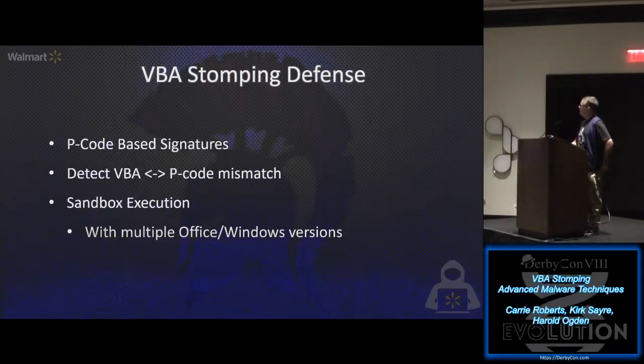Then here's the obvious one for dealing with VBA stomping: if it has not been stomped, the VBA source code in there should match up with the P code. And if they don't, that throws up a big red flag. And then finally, the end goal of the attacker is to actually have something happen to accomplish their purposes.